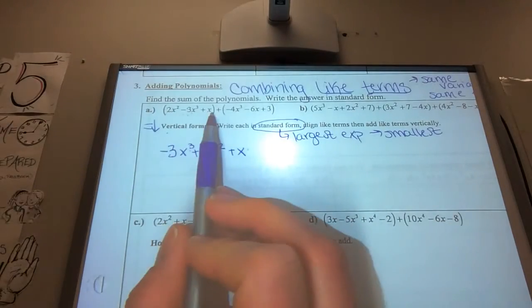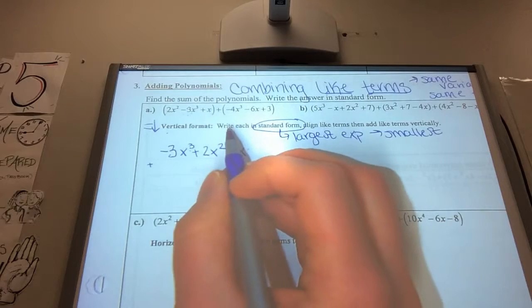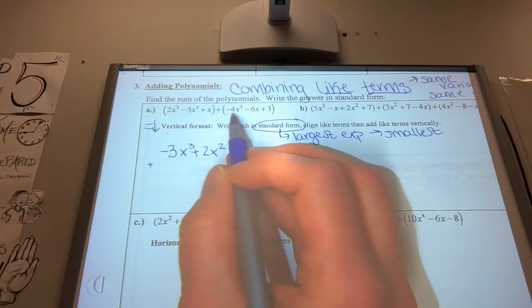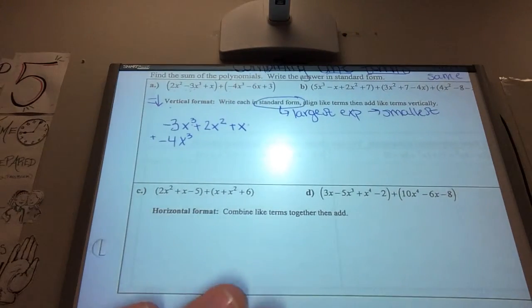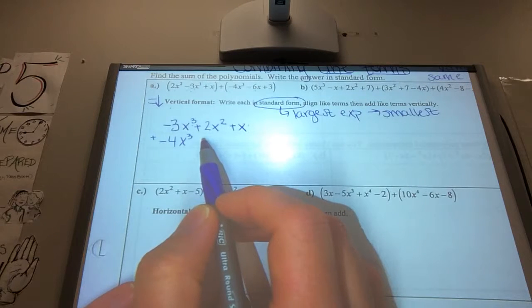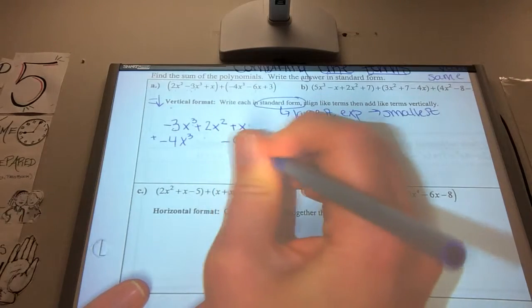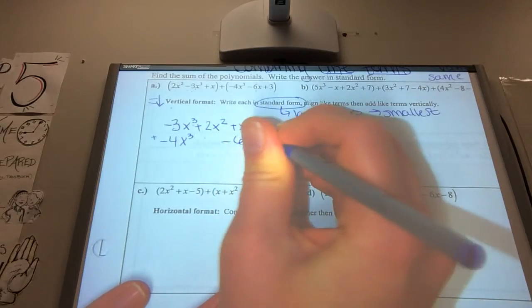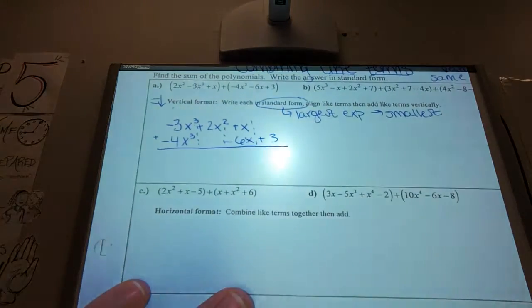So that's my first polynomial, and I'm going to add to that my second polynomial. And I'll line up like terms. So negative 4x cubed, I'm going to write underneath my other x cubed term. And negative 6x, do you think it makes sense for me to write that under x squared? Is that a like term? Or should I write it under x? X, yeah, I'll write negative 6x with x plus 3. So then it's creating columns of like terms.